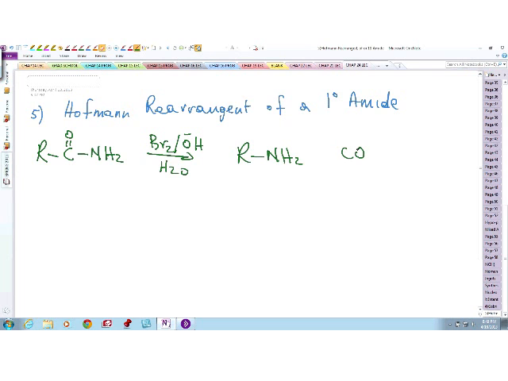And in the process, we are going to lose a carbon atom. This is very important. We're losing carbon dioxide. Once again, for those of you interested in the mechanism, you should come and see me at the end of today's class. But the point here, which is very important, is that in the Hofmann rearrangement, you end up losing a carbon atom in the original carbon chain in the form of carbon dioxide.